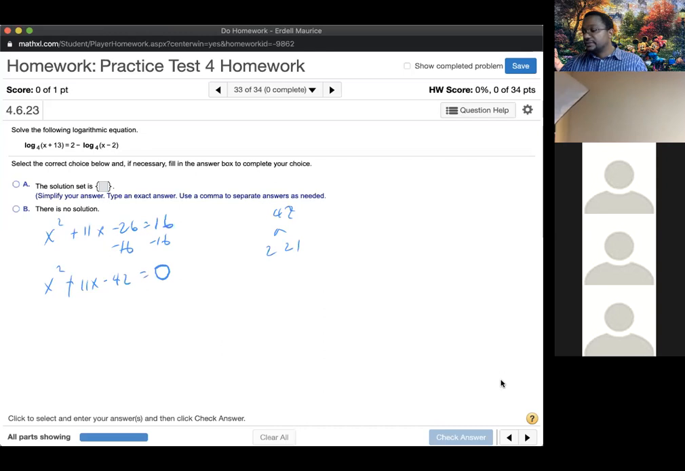Or I can take a 3 over, so that's 6 and 6 sevens are 42. Plus 6, plus 7, that's not 11. How else can I split this up? Because 21 is 3 times 7. Yeah, this doesn't factor. Oh man, so I'm gonna use the quadratic formula. So x is equal to negative 11 plus or minus the square root of b squared minus 4 times a times c, all over 2 times a.